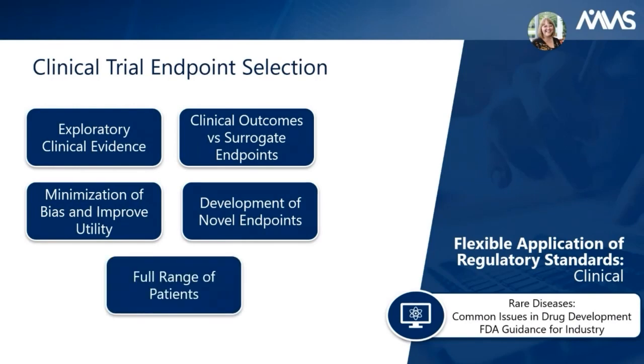The last consideration is to evaluate the potential for an endpoint to be used across the full range of patients to be studied. This is especially important for rare diseases because of the size of the population, the practical consideration may be to include a broader range of the disease stages or maybe even genotypes or phenotypes being studied.